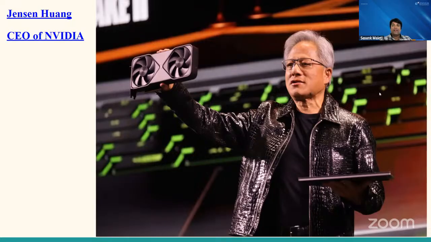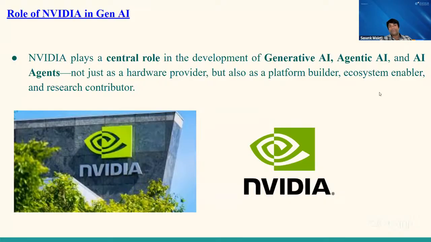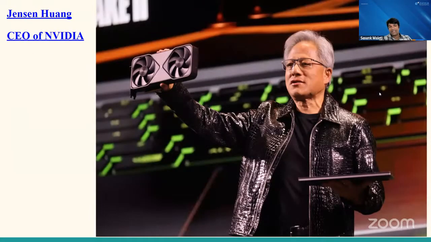Nvidia is a US company, but all the chips that Nvidia designs get manufactured in Taiwan. I think everybody knows Taiwan, right? It is a different country from China. Many people think it's part of China, but it is not. Taiwan is a separate country. The Taiwan Semiconductor Manufacturing Company manufactures the chips of Nvidia.